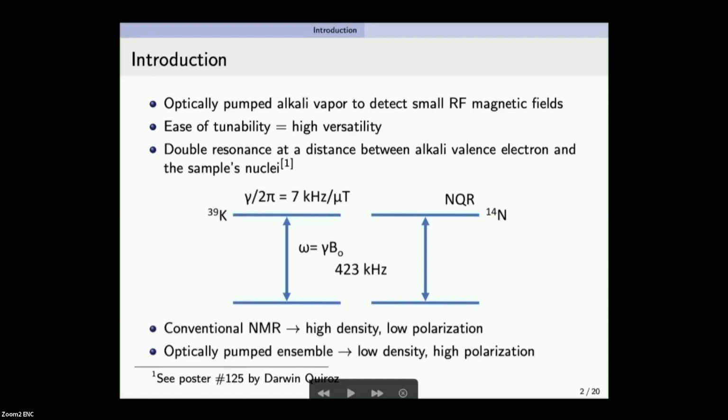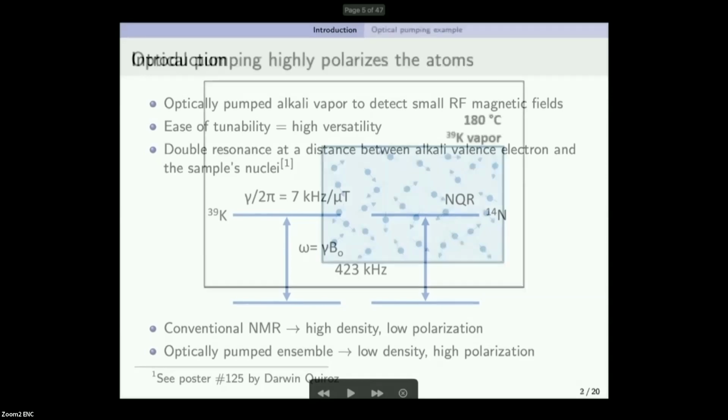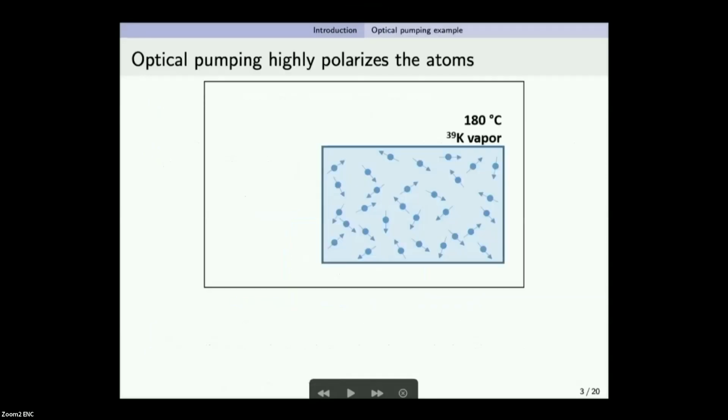One of the differences between NMR and optically pumped atoms is the density and the polarization. Conventionally, NMR has a really high density of atoms and a low polarization. But these are used as a sensor, so you can have a low density because it's a vapor and almost 100% polarization. To understand how they work, I'll give a few graphics.